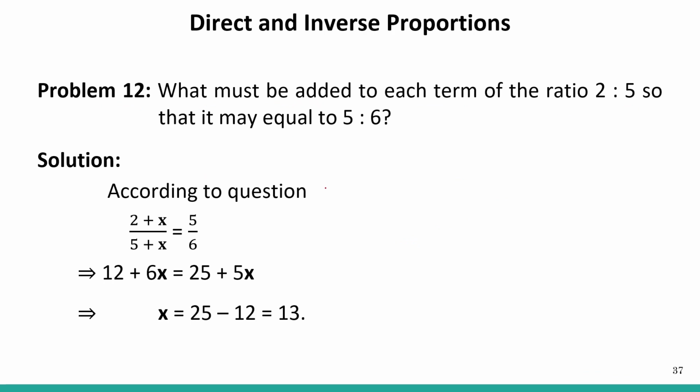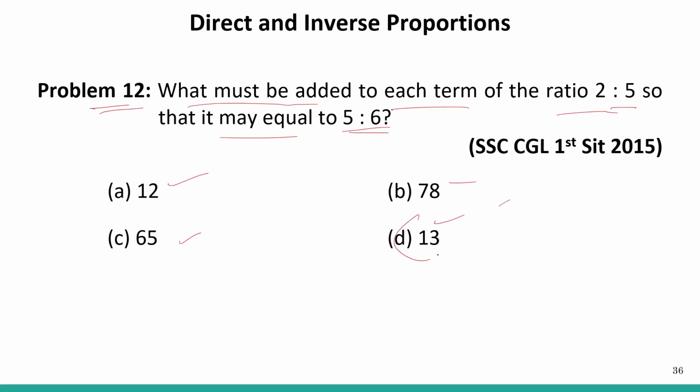Okay, so according to the question, what is given to us? 2 plus x whole by 5 plus x is equal to 5 by 6, because it is told to us what number must be added. So let that number be x, right? So we added it to each term in the ratio 2:5. So we added 2 plus x and 5 plus x, and we arrived at the ratio 5:6, right? So 12 plus 6x is equal to 25 plus 5x, this implies that x is equal to 25 minus 12, which is 13. So 13 is the correct answer. So this is the correct answer. These are all wrong answers.